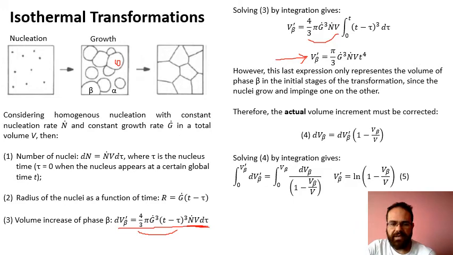Therefore, the actual volume increment is corrected in this manner. So dV beta is the actual volume increment. We're going to say it's equal to this extended volume increment multiplied by the fraction of the volume which is still not transformed. How can we write the volume which is not transformed yet? We simply say it's 1 minus the transformed fraction. So V beta by V is the transformed fraction. We can solve this again by integration, and then we get that the extended volume V beta prime is given by minus the natural logarithm of 1 minus the transformed fraction, or V beta by V.